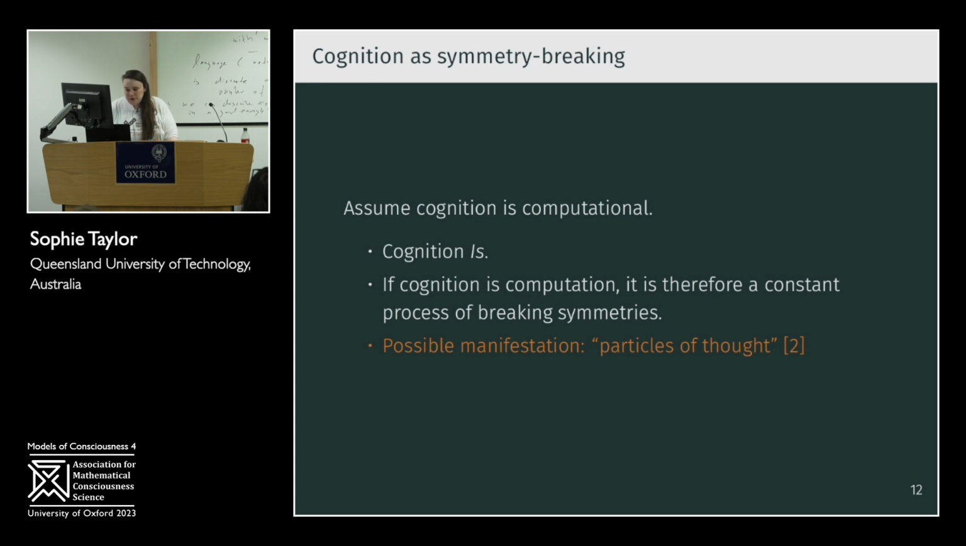So one possible manifestation of this is particles of thought, which kind of follows on from what Kobe alluded to right at the end. They are pseudoparticles or topological defects in conceptual spaces with non-trivial homotopy groups, which may be 0-dimensional, 1-dimensional, 2-dimensional, whatever.